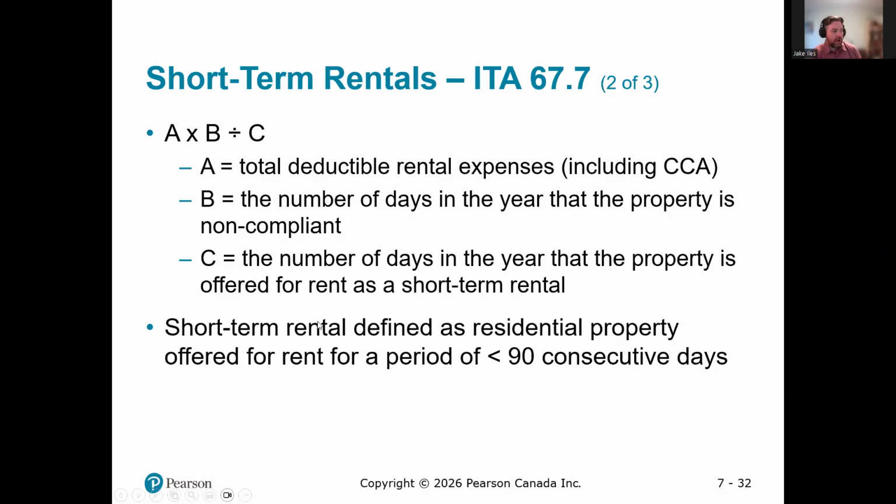So this portion is figuring out how much of my total expenses are non-deductible, how much are going to be restricted. A short-term rental is defined as any residential property offered for rent for a period of less than 90 consecutive days. This isn't an apartment. This is a short-term rental. This is an Airbnb.